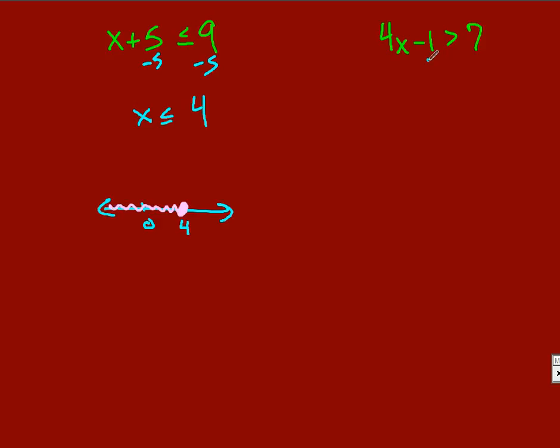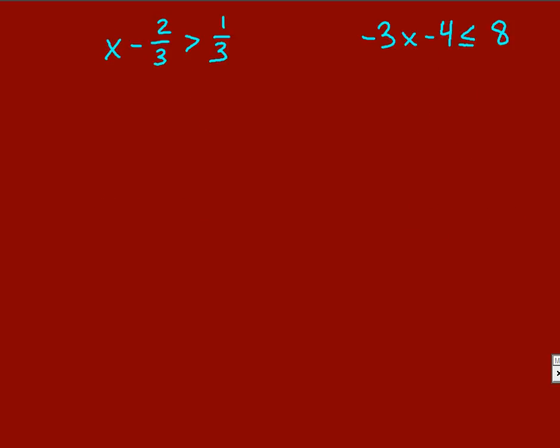This one, add 1 to both sides first. You get now 4x is bigger than 8. Divide both sides by 4. X is bigger than 2. So there's 0, there's 2. I want everything bigger than it, and it's an open circle in that case. Okay, look at a couple more.